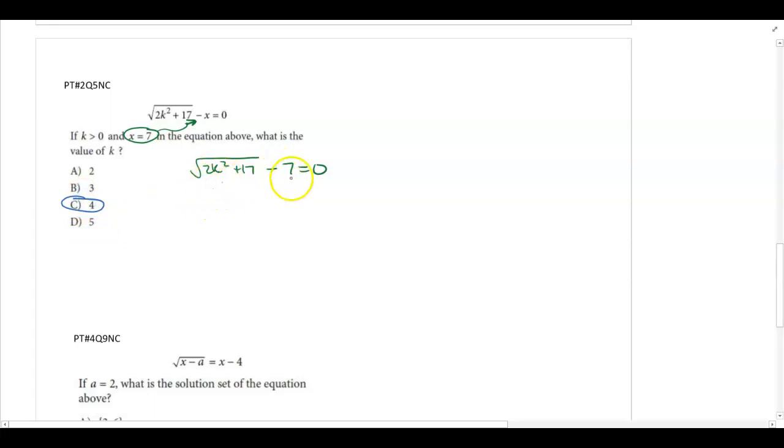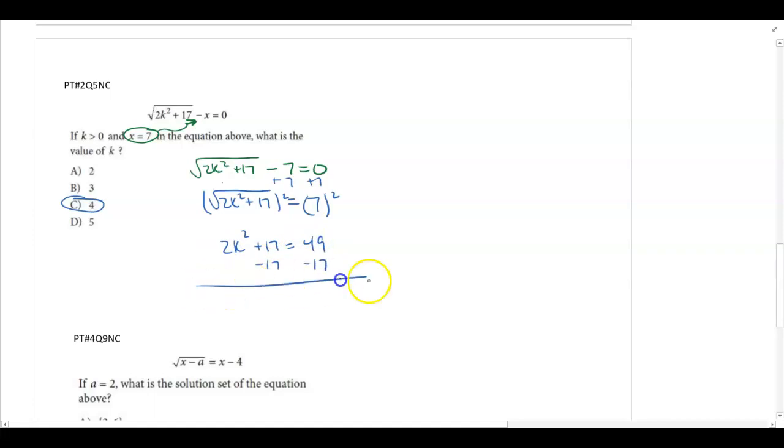Now, if I did solve it by hand, I would say 2k squared plus 17 equals 7 because I'm going to add 7 to both sides. Now, I'm going to square the left side, square the right side. 2k squared plus 17 equals 49. Subtract 17. 2k squared equals 32. Divide by 2. k squared equals 16. Now I can take the square root, and you would get plus or minus 4, but 4 is the only choice there.